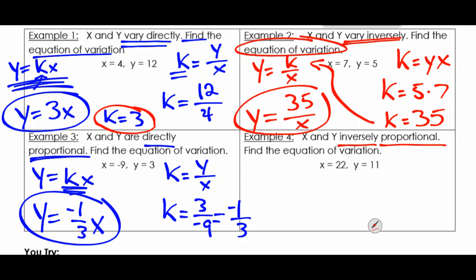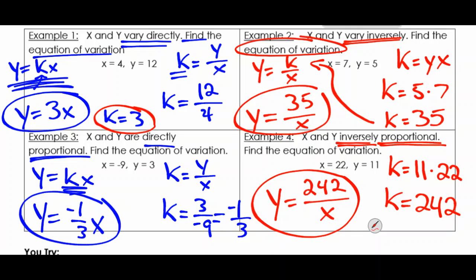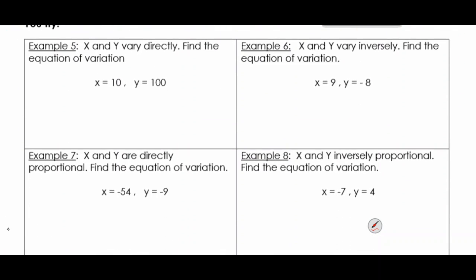On the second one, it's varying inversely, or they're inversely proportional. Those mean the exact same thing. I'm going to find my constant by doing y times x. So my constant here is 242, which makes my equation 242 divided by x. I'm going to quickly do the example problems just in case you needed to see some more.